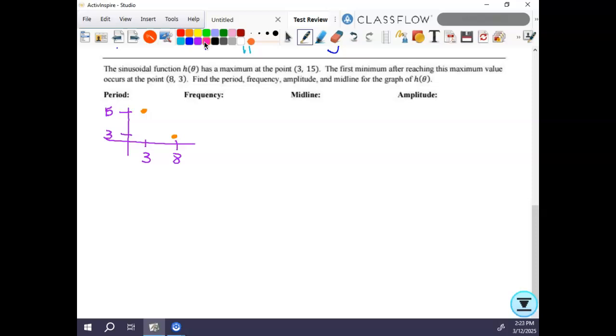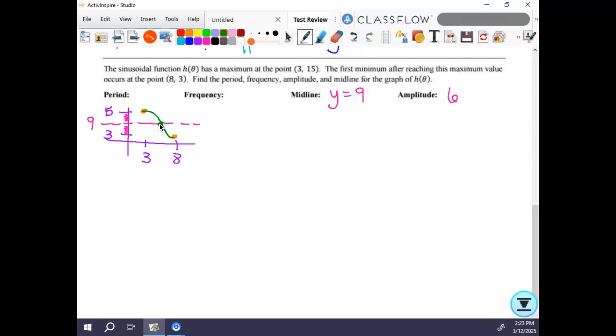So whichever way makes more sense to you. But this right here would be at 9, and then you can see you'd have 6 here and 6 here. So you know you're good and you're in the middle. All right, so that means my midline is at y equals 9. My amplitude is what? 6. Okay.